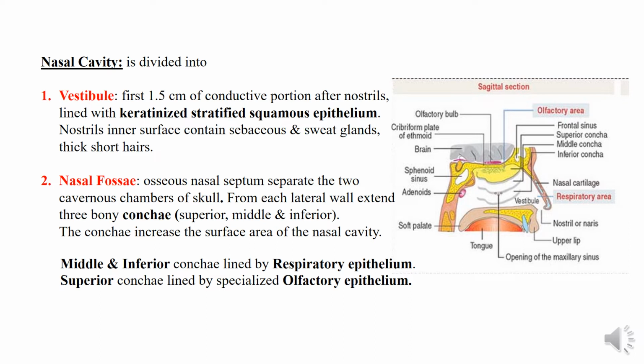the osseous nasal septum separates the two cavernous chambers of the skull. From each lateral wall extend 3 bony conchae: superior, middle, inferior. The conchae increase the surface area of the nasal cavity. Middle and inferior conchae are lined by respiratory epithelium, while superior conchae are lined by specialized olfactory epithelium.